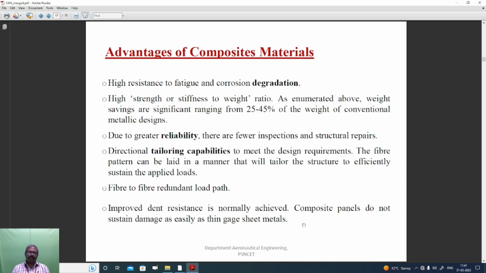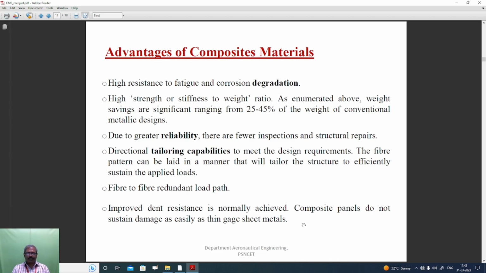Due to greater reliability, there are fewer inspections and structural repairs. Directional tailoring capabilities of the composite material meet the design requirement. This is one of the advantages of composite material. The fiber pattern can be laid in a manner that will tailor the structure to efficiently sustain the applied loads. Then, fiber to fiber redundant load path.